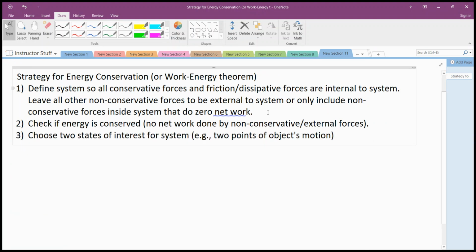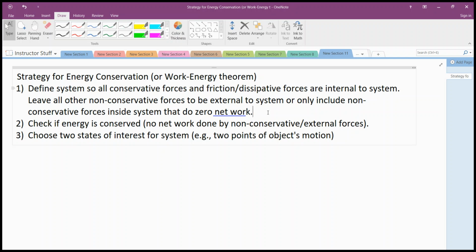Choose two states of interest for the system, a state A and a state B, an initial state and a final state. For example, these states could be two points in time of an object's motion. An object might be rolling downhill, and maybe the initial state will be the object at the top of the hill, and the final state will be the object at the bottom of the hill.